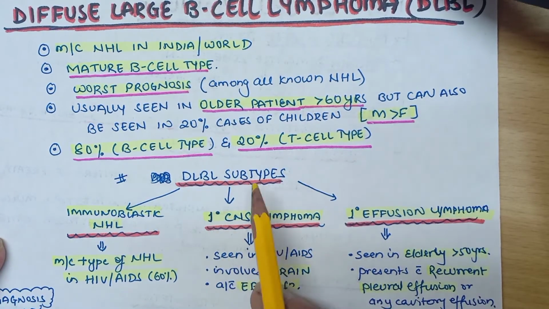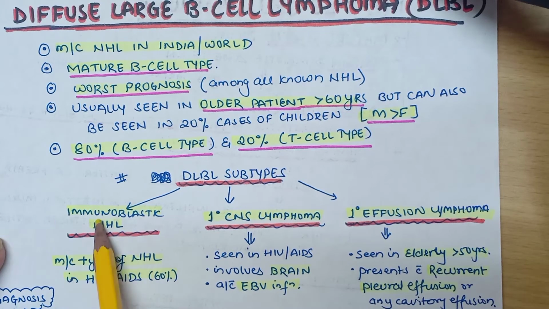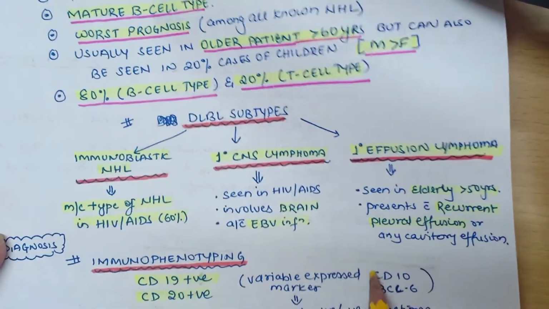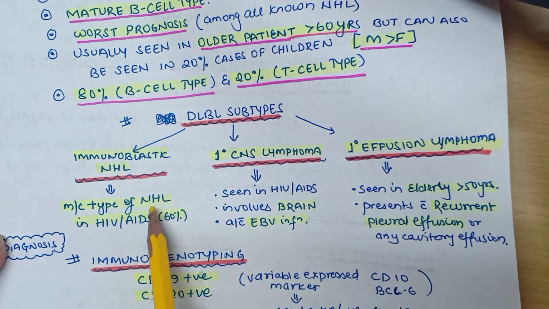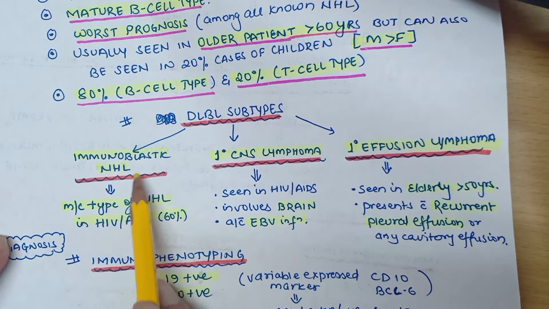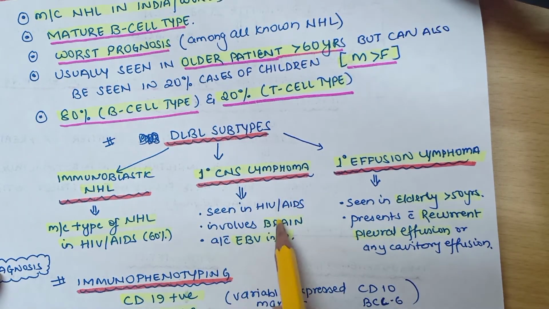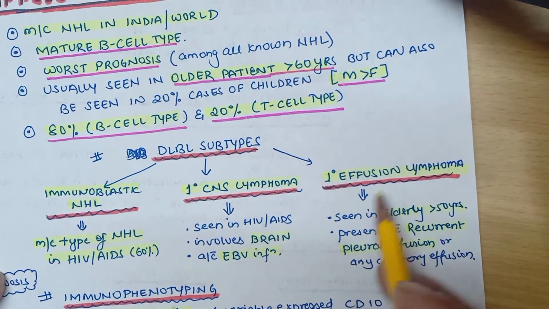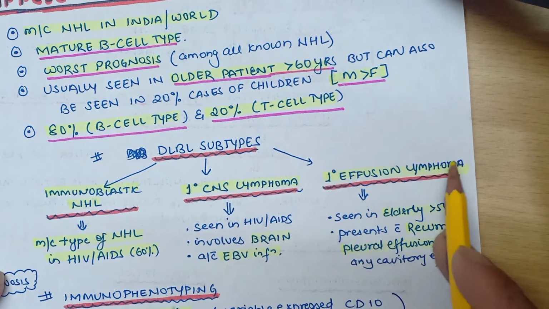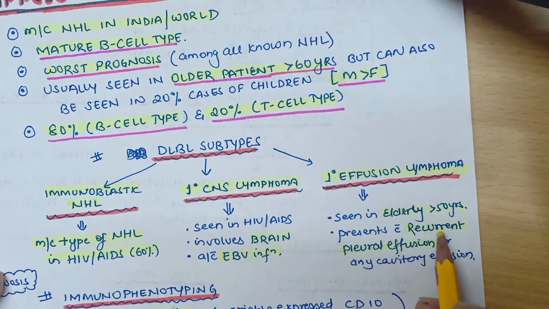It has three subtypes: immunoblastic non-Hodgkin's lymphoma, primary CNS lymphoma, and primary effusion lymphoma. The most common type of non-Hodgkin's lymphoma in HIV/AIDS is immunoblastic non-Hodgkin's lymphoma. Primary CNS lymphoma is seen in HIV or AIDS patients. It involves mainly the brain and is associated with Epstein-Barr virus infection. And primary effusion lymphoma is seen in elderly more than 50 years of age and presents with recurrent pleural effusion.